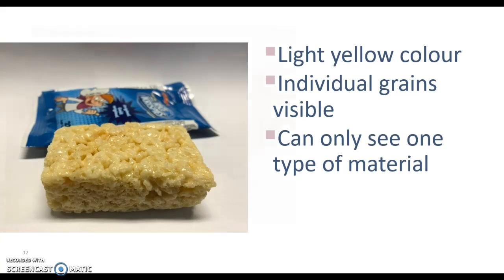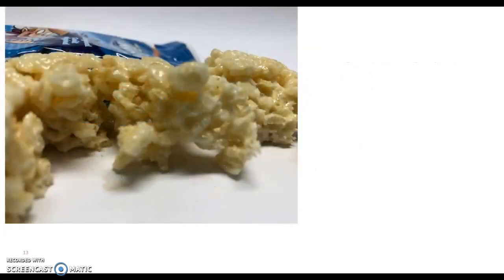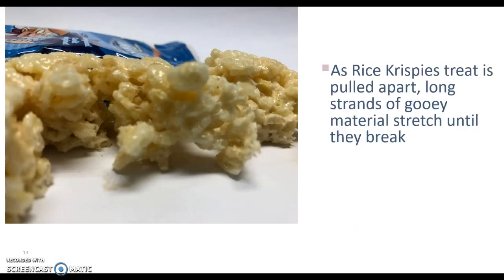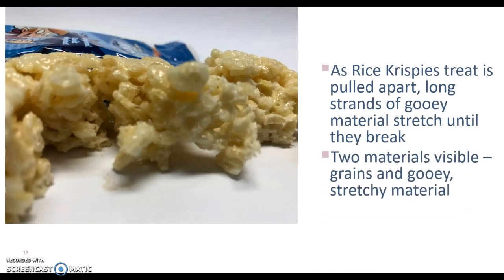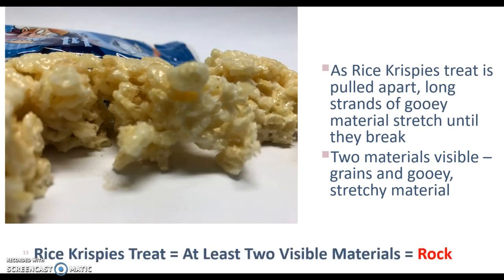We don't know. If we pull the Rice Krispie treat apart, though, you get long, gooey strands that stretch until they break. It was hard to see that in a photograph, but if you've ever pulled apart a Rice Krispie treat, you know what I'm talking about. So those two materials, there's the grains and that gooey, stretchy material. So there's at least two materials in the Rice Krispie treat. So I would classify this as being more like a rock than a mineral.